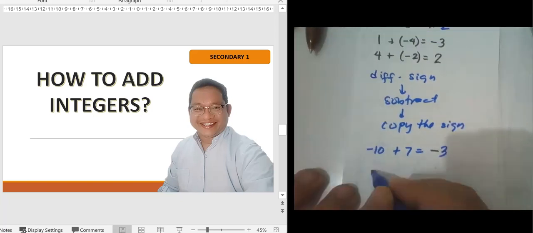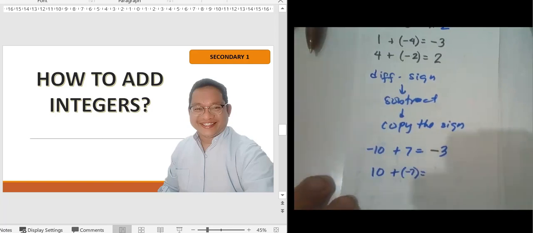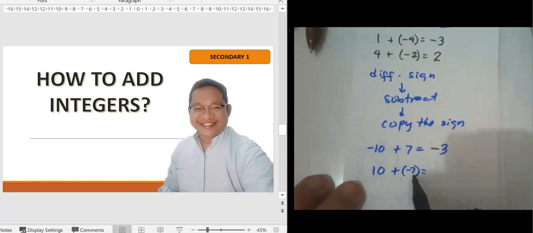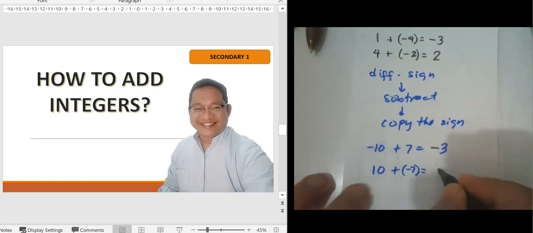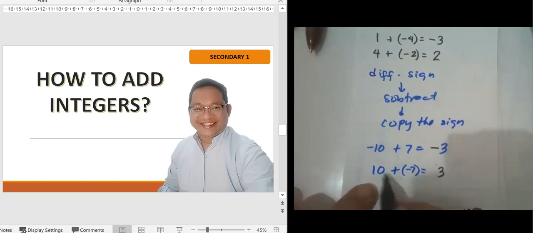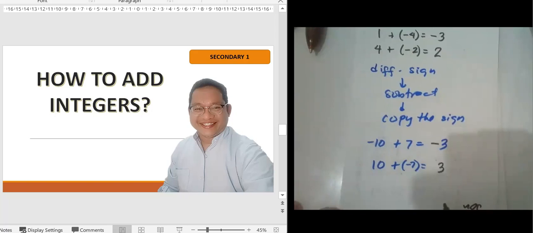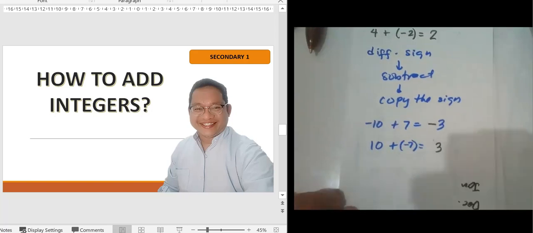Let's try one more example. Let's say that is 10 plus negative 7. That is actually unlike signs, so you subtract them. That is actually 3. And then you copy the sign of the bigger one, which is positive. So I will not put a sign. No sign means positive.